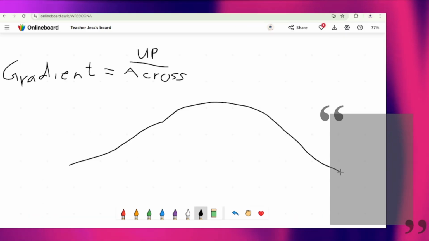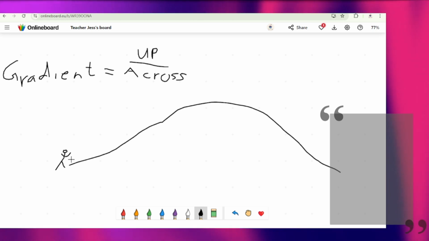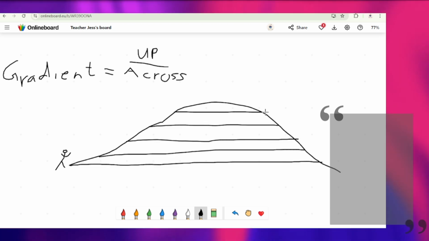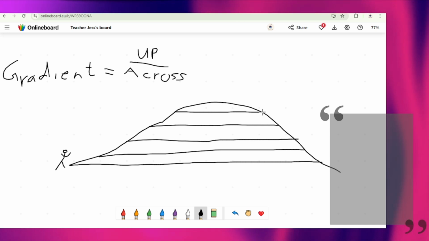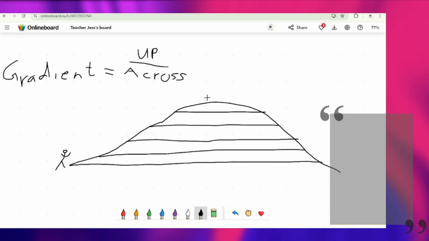If that's our hill, we say this is our person. They're going hiking. Yay, going hiking. Okay, and they're busy going up this mountain. And I want to know what is the gradient as they walk up the mountain. The lines are supposed to represent contour lines. So these show us how much he is going up in height.